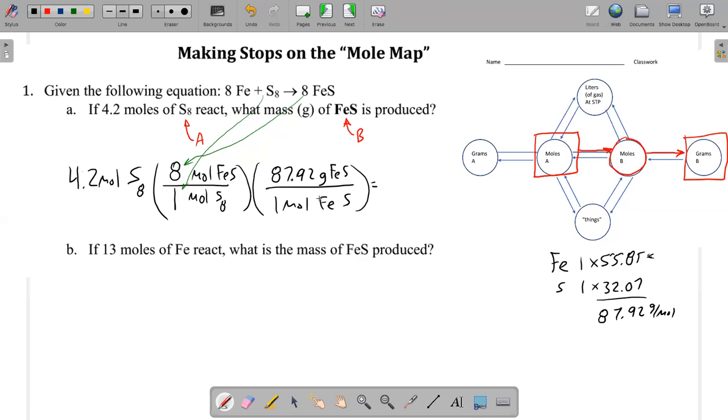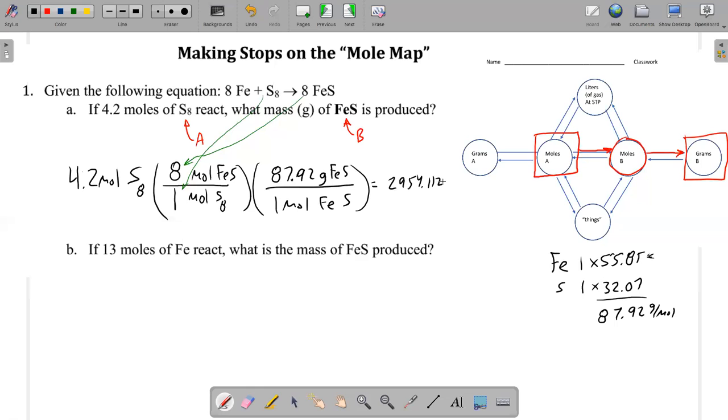So this is straight up stoichiometry. This is as stoichiometry gets. So in other words, if you start with 4.2 moles of sulfur as S8, how much mass of iron sulfide do you get? The math is 4.2 times 8 times 87.92. It comes out to be 2954.112.